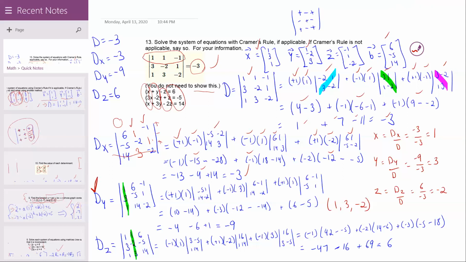For dy over here, I went down the first column, which is plus minus plus, which is where these plus minus plus comes from. 1, 3, 1, which are these three numbers, and then the determinants. So first I cross those two, then I cross those two, then I cross those two, and whatever's left over is left over. Okay. And after some simplification and doing determinants, we get -9. And I'm writing this all here so that I have it all in one spot.